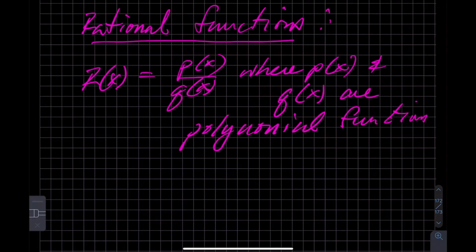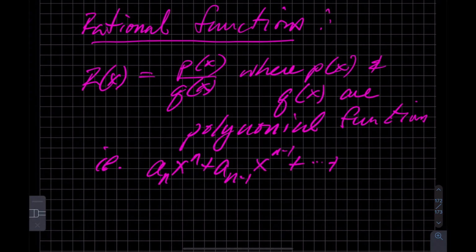Rational functions. So let's first define what a rational function is. R of x is equal to p of x over q of x, where p of x and q of x are polynomial functions, i.e. p of x and q of x are of the form a sub n x to the n plus a sub n minus 1 x to the n minus 1 plus ... plus a sub 1 x to the 1, but we don't write the 1 because x to the 1 is x, plus a sub 0.